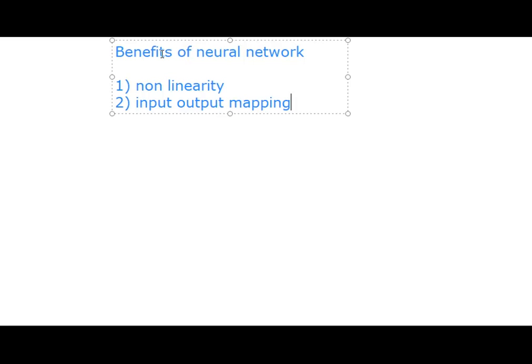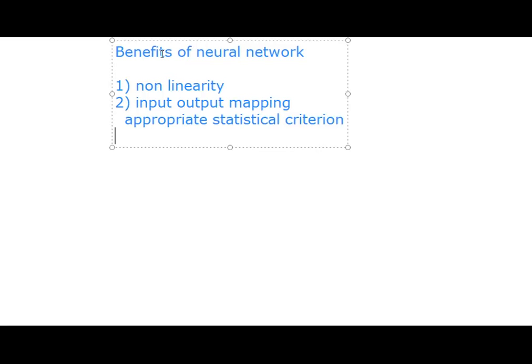The network is presented with an example picked at random from the set, and the synaptic weights, that is the free parameters of the network, are modified to minimize the difference between the desired response and the actual response of the network produced by the input signal, in accordance with an appropriate statistical criterion. The training of the network is repeated for many examples in the set until the network reaches a steady state where there are no further significant changes in the synaptic weights.